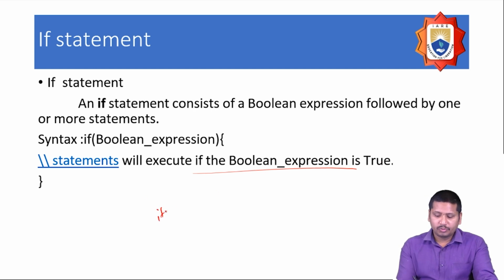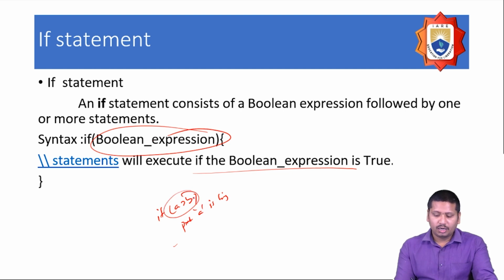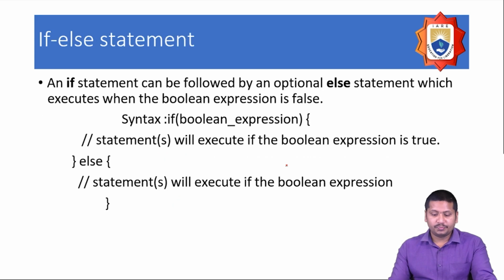Suppose if a is greater than b, then you can write print a is big. This is one of the simple if statements. What is the expression I'm writing here? That should be a boolean expression, and these statements, the body, should be executed whenever it is true.